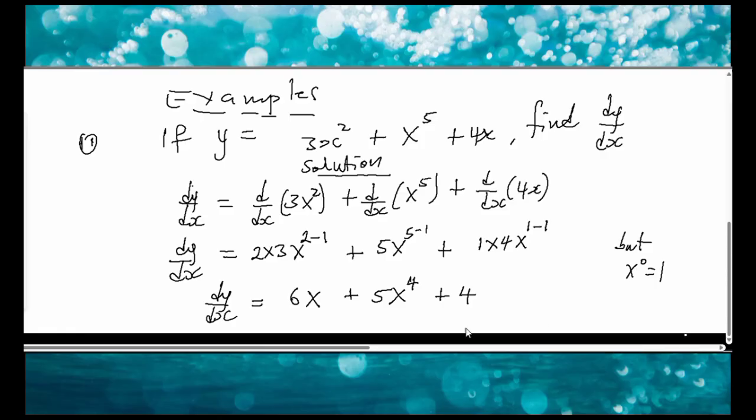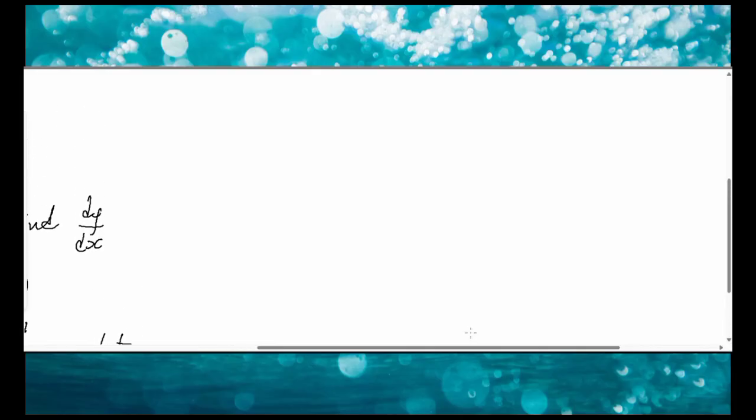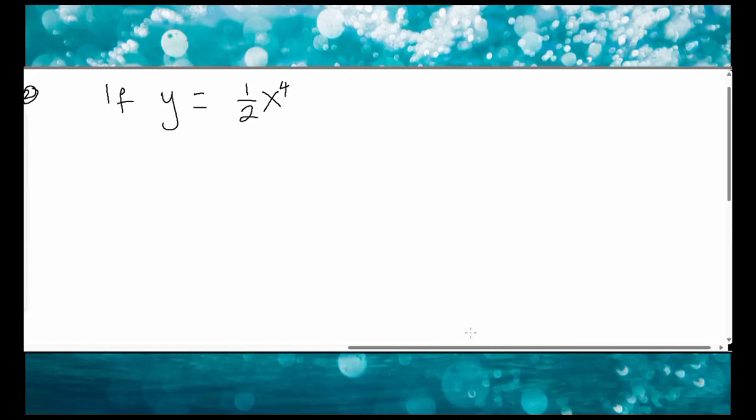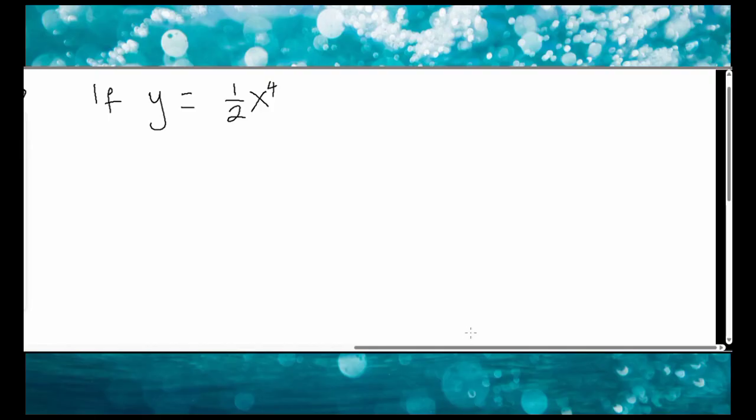Let's take another example. Example 2. If y is equal to 1 over 2 x raised to the power 4 plus 4x raised to the power 3 minus 3x raised to the power 2, find dy dx. So, solution.